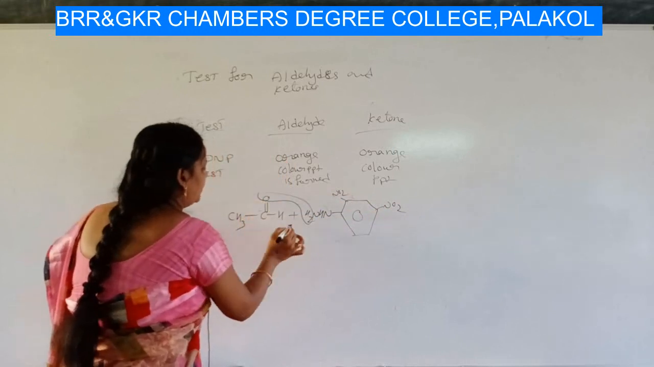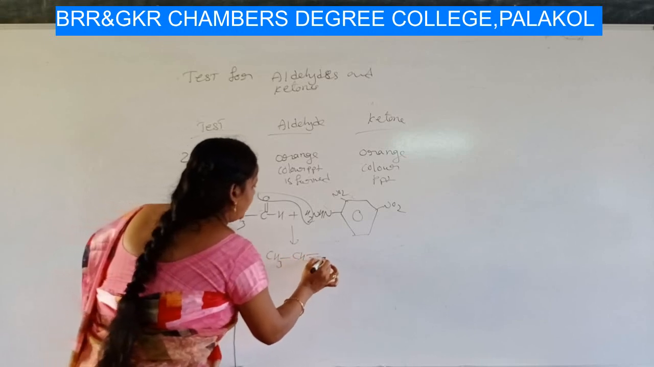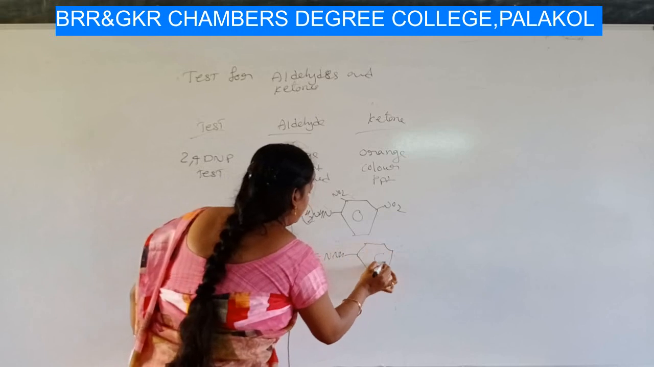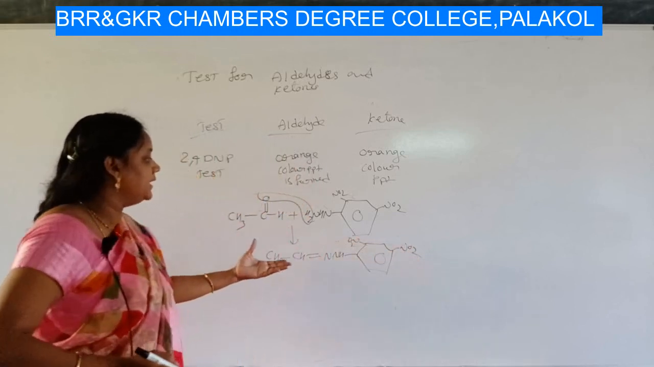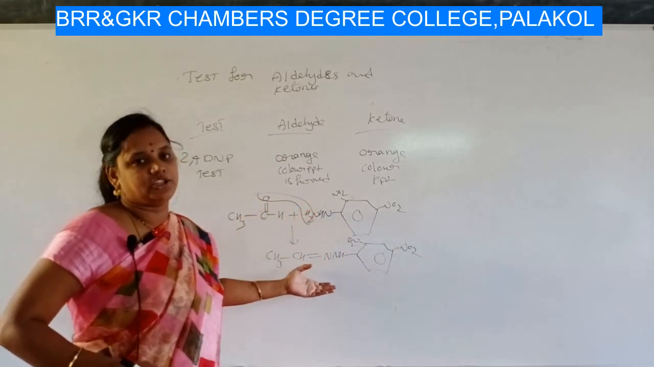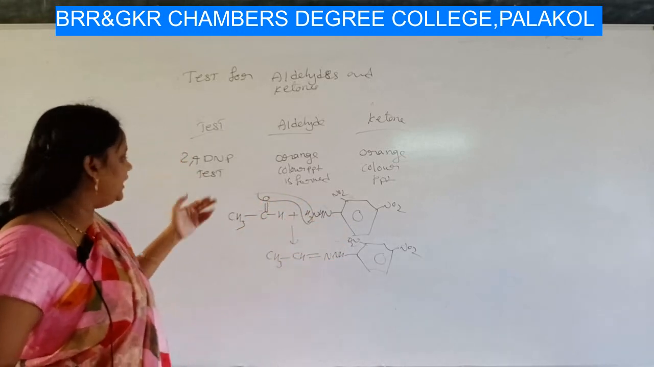Water will be removed. You will get CH3CH=N-H, benzene ring with NO2 and NO2. This means phenylhydrazine is converting into phenylhydrazone. Okay, this test is the 2,4 DNP test.